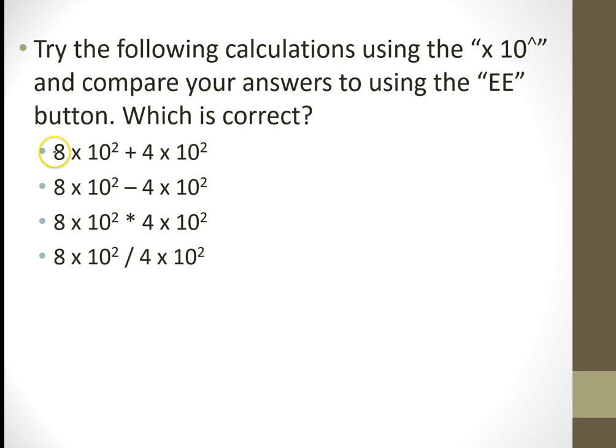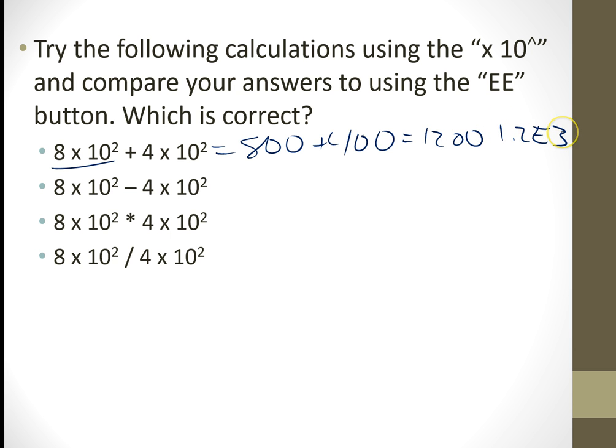So on a regular calculator, or whatever calculator you've got, type in 8 times and then the number 10, and then do this little caret button and then put in the 2. And then add 4 times 10 and do the little caret 2. And what you're doing, just so you know, is you're taking 800, which is this number, and you're adding 400. So your calculator should say 1200, or 1.2 e to the third. Okay? And probably most calculators will do that.